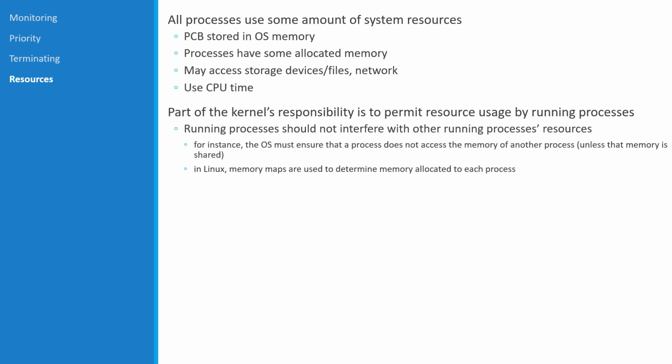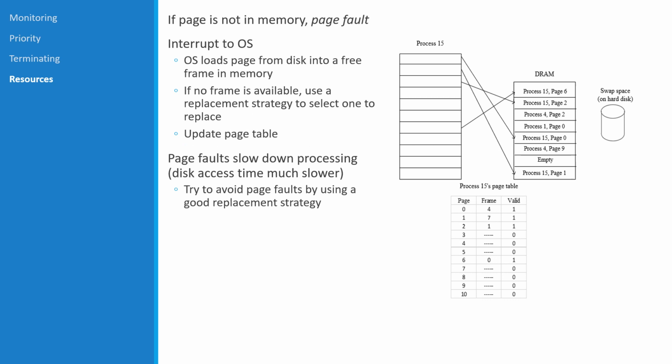So all processes are going to use resources, right? The PCB, by the way, is a fancy way of saying that the image of the process is going to be stored in operating system memory. So you always have to have memory allocated in order for a process to run. It's also going to typically use some CPU time. So part of the kernel's responsibility is permitting the resource usage by that running process. The kernel's job is to coordinate all these processes that are running, how they're able to use memory, how they're able to use the processor, and so forth.